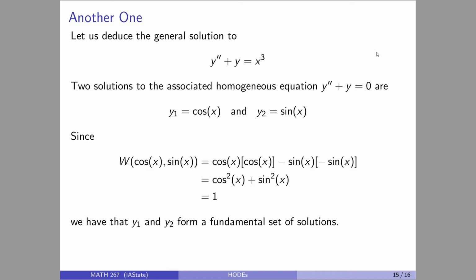Now, the Wronskian is equal to 1, so hey, those are linearly independent, and thus they form a fundamental set of solutions. So that means the general solution to the homogeneous equation, y double prime plus y equaling 0, is c1 cosine plus c2 sine. This is a good equation to burn into your mind. y double prime plus y equals 0. The answer is c1 cosine plus c2 sine.